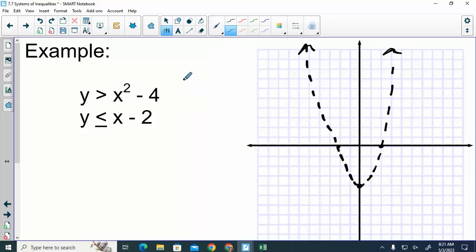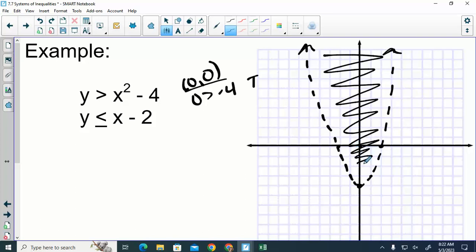Decide where to shade. So if you put in 0, 0, you get 0 is greater than negative 4. True or false? True. So 0, 0 works. Inside. So we're shading inside this parabola.